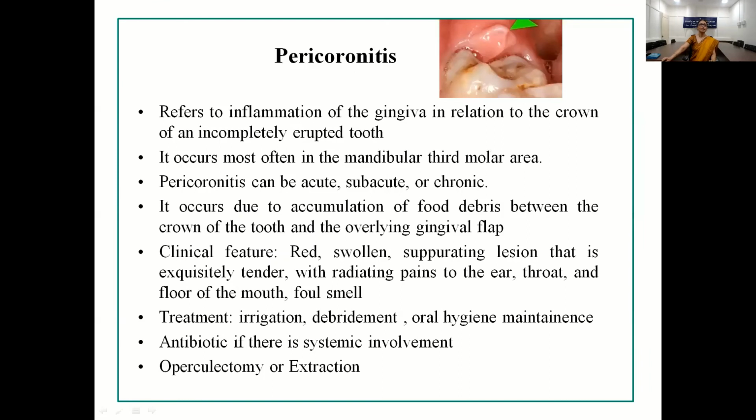The third condition is pericoronitis. It is an inflammation of the gingiva in relation to the crown of an incompletely erupted tooth. It occurs most often in the mandibular third molar area. It can be acute, subacute or chronic. And it occurs due to the accumulation of food debris between the crown of the tooth and the overlying gingival flap.